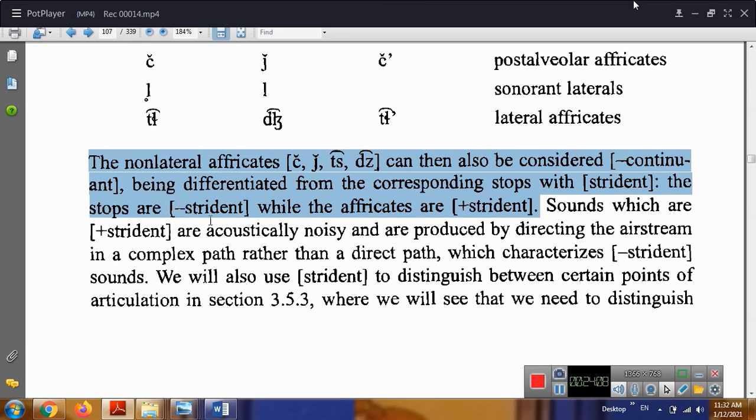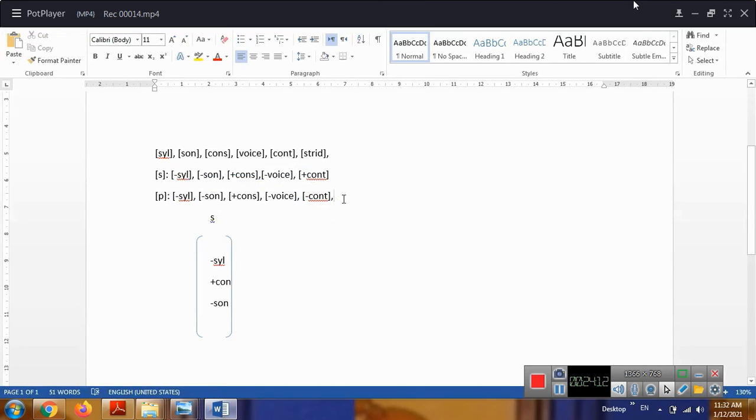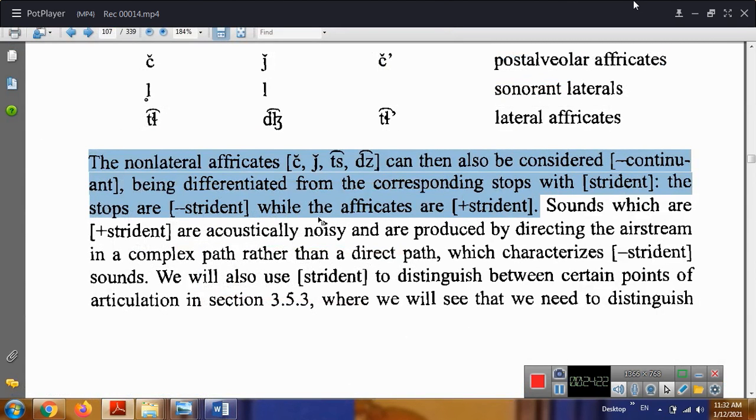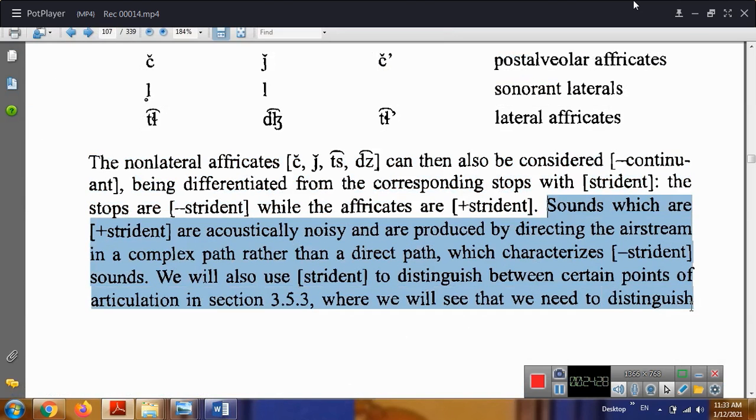Please pay attention to this point that stops are minus strident. Therefore, here for p, which is a stop, we define it as minus strident because it is a stop. While the affricates are plus strident sounds. Here we have the definition of strident.